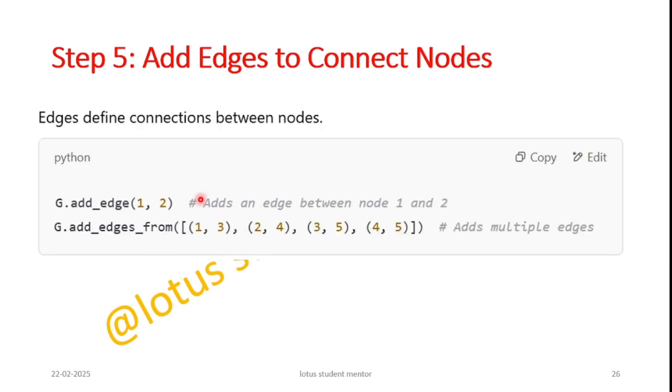The next step is to add the edges. If you want to add edges, it is g, for graph, dot add_edge(1, 2). Like that, add edge 1, 3, 2, 4, 3, 5, 4, 5. These 1, 2, 3 are all nodes, node numbers. 1 to 2 means the edge goes from node 1 to node 2. Here, node 1 to node 3, node 2 to node 4, node 3 to node 5, node 4 to node 5. They will be added.